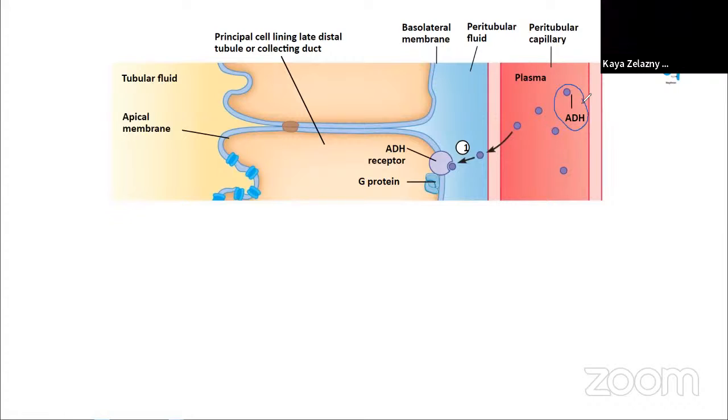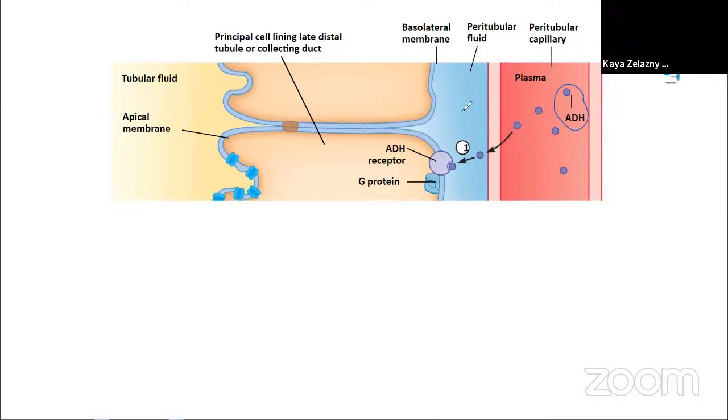So ADH is our hormone, right? What that means is that we've produced this hormone, this molecule, somewhere else, part of our endocrine system, and we put it into the bloodstream because we're trying to send a signal to somewhere else in the body. In this case, we're sending our signal to the kidneys.